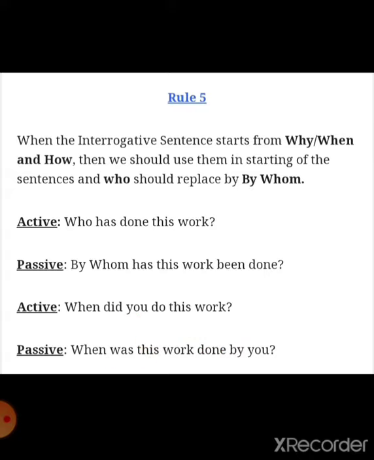Okay, when was this work done by you? Why was? Because it is written in simple past tense, so that is why was. After that the object will become subject, so that is why this work. After that the third form of the main verb, that is do, will become done. After that by, then comes the subject, which becomes object over here. And do not forget to give a question mark at the end. If you do not give the question mark, then the sentence will be wrong. So please do give the question mark at the end in passive voice if it is written as an interrogative sentence.